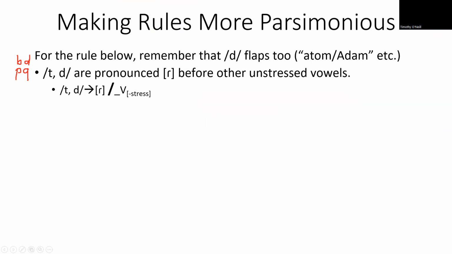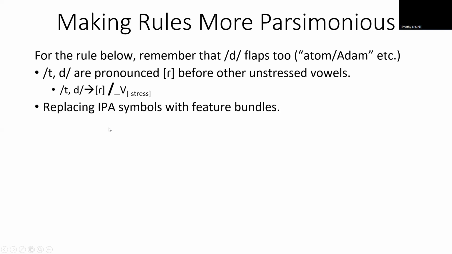Let me clear this up here. There's another kind of change we can do. So remember, the D also flaps, right? So Adam are pronounced the same. They both have a flap in them. So T and D, they're pronounced with a flap before other unstressed vowels. So we can write that this way. And we're working with two phonemes here. This is called neutralization. This distinction is being lost when you have a T or a D in that case.